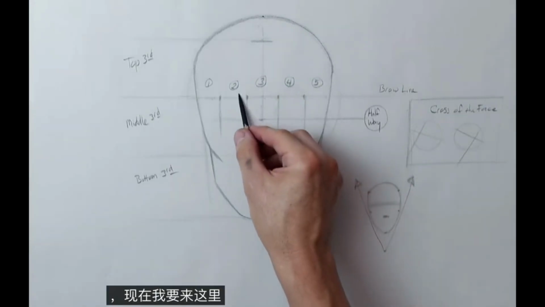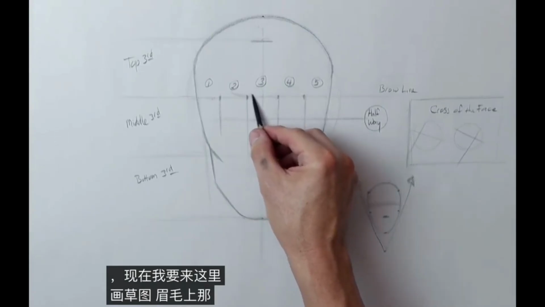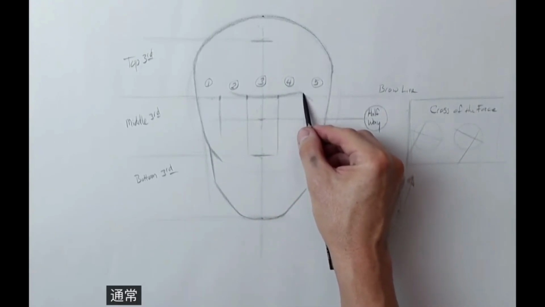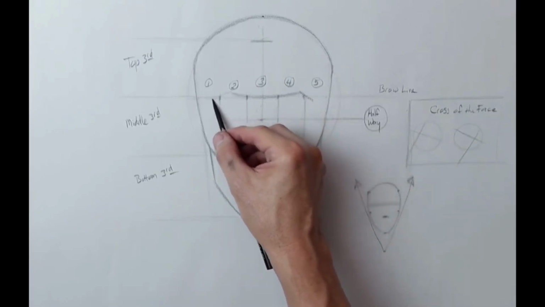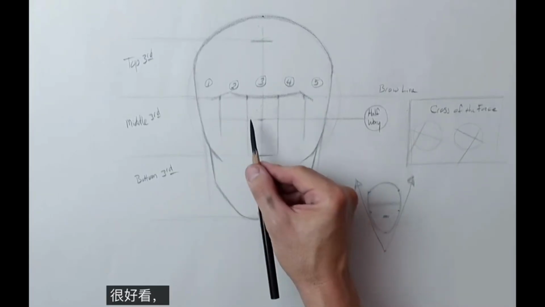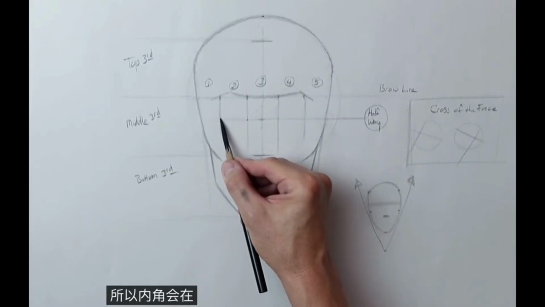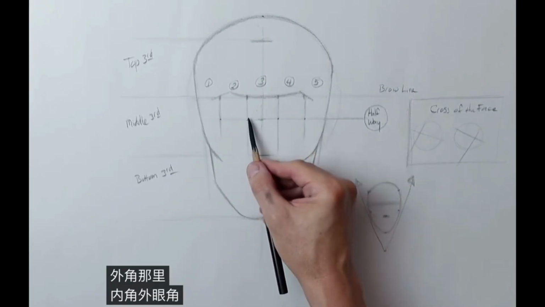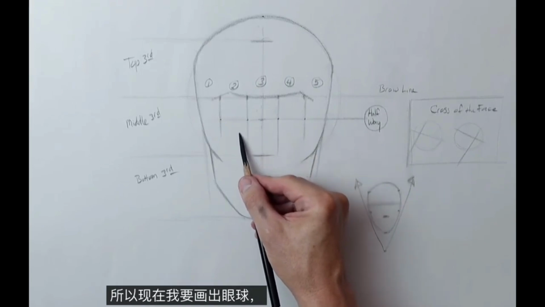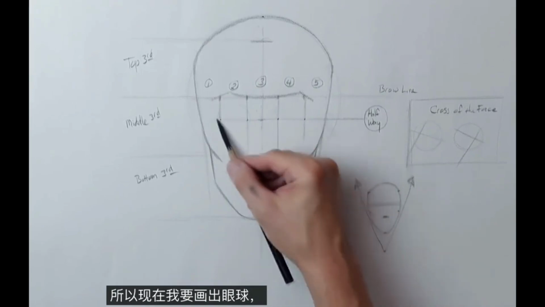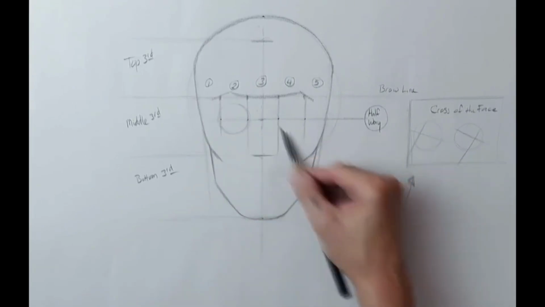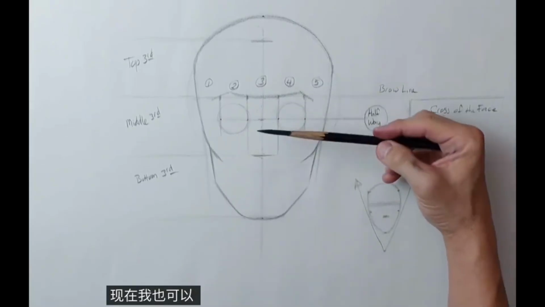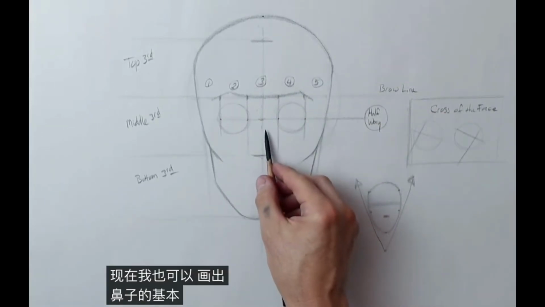And now I'm just going to come in here and sketch in that little bit of an arch that you see in the eyebrows usually. Nice. And so the inside corner is going to be here, outside corner there, inside corner, outside corner of the eye. So now I'm going to sketch in the eyeball. And now I can also sketch in the basic shape of the nose.